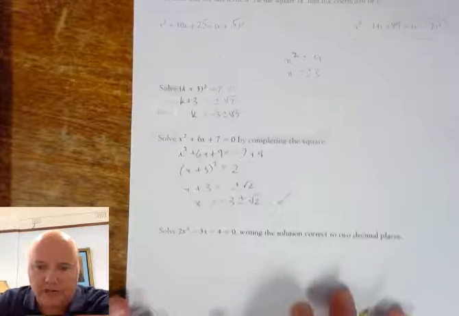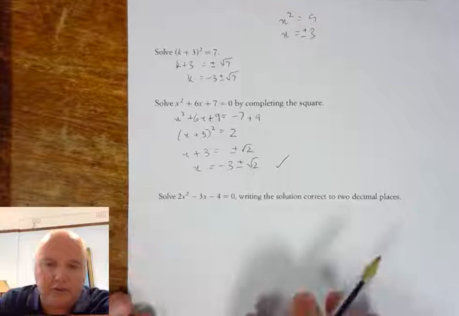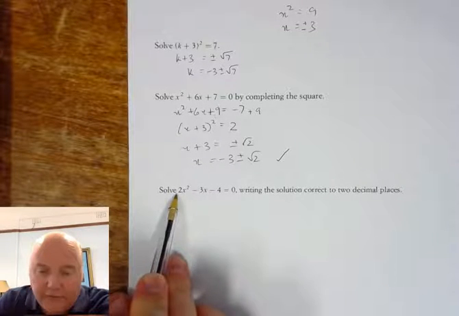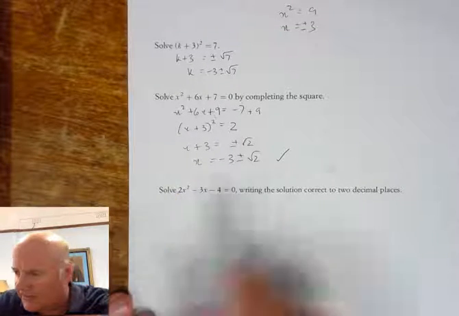This one's a little bit trickier, and the reason it's trickier is because this 2 is here. Now, the key for, I guess, doing this is, this doesn't say actually by completing the square.